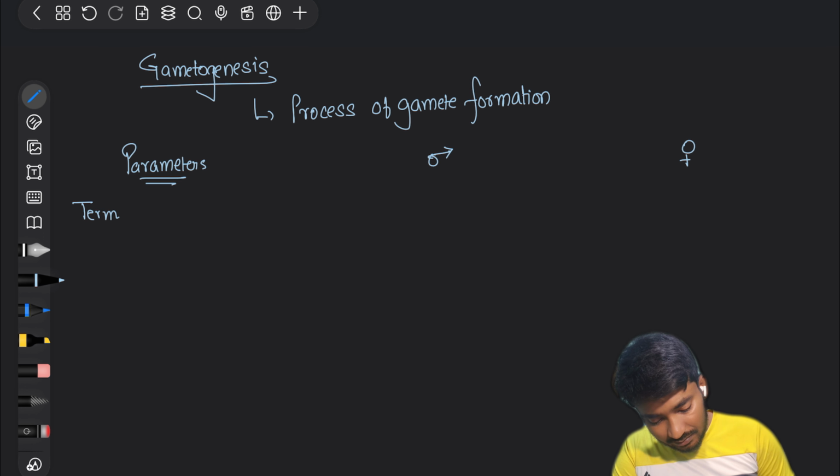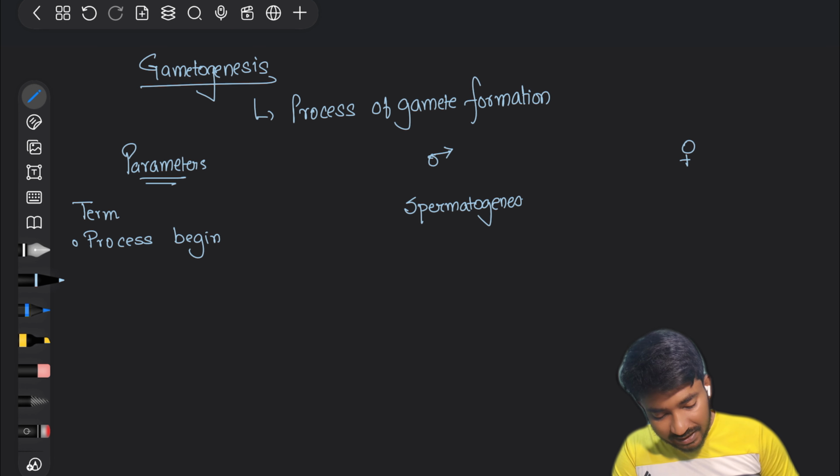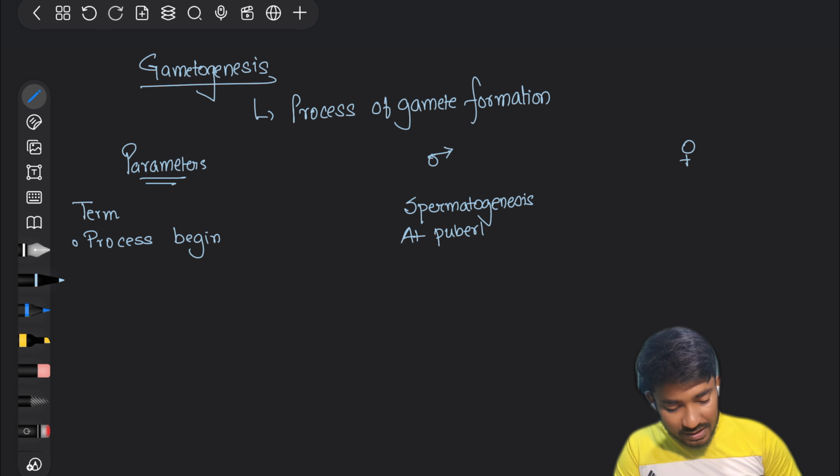The process begins. For the male, the term is spermatogenesis, and the process begins at puberty. So the term for male is spermatogenesis, and the term for the female is oogenesis, and the process begins during the embryonic development.